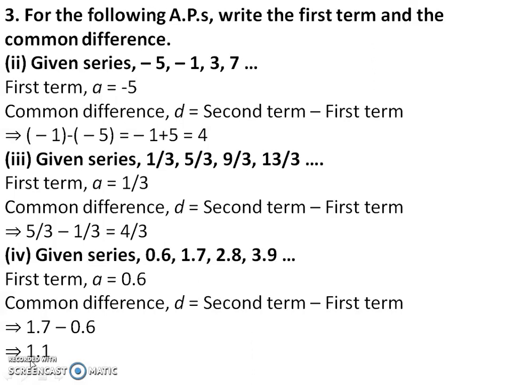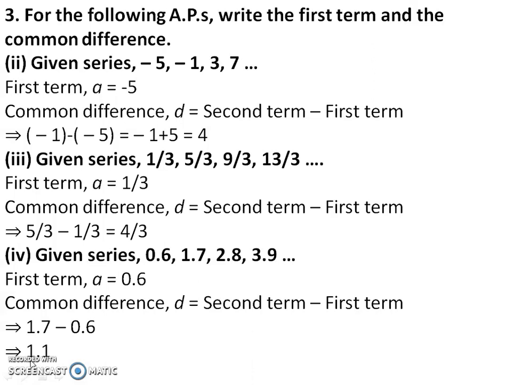So next question. For the following APs, write the first term and the common difference. In this type of questions, you will be given a series and it is confirmed that they are AP because it is given in your question for the following APs. So the given series will be an AP. You have to write the first term and the common difference.